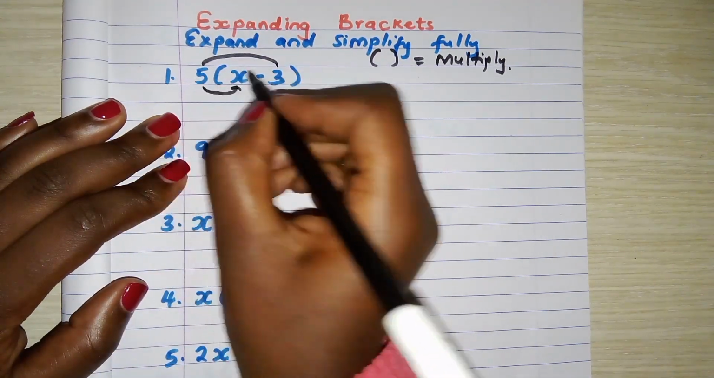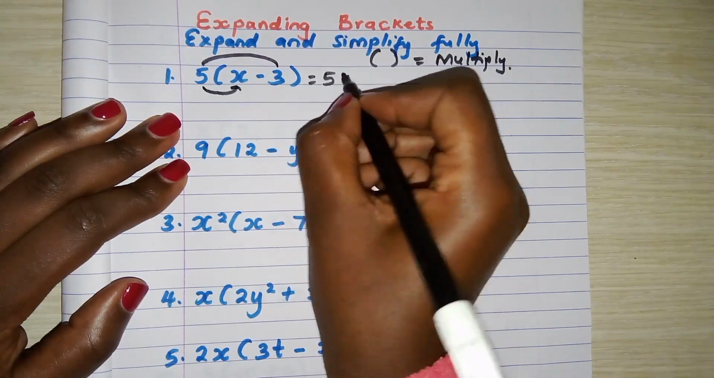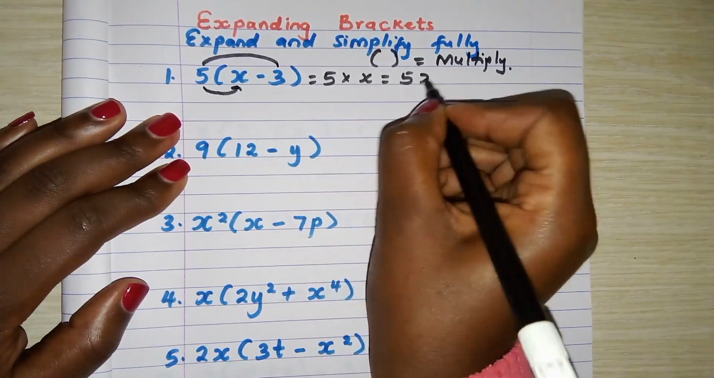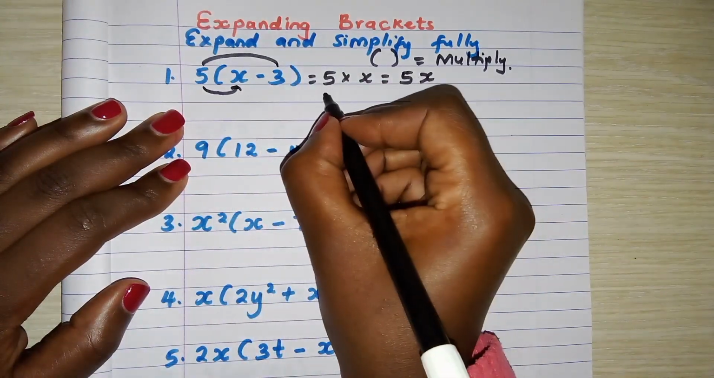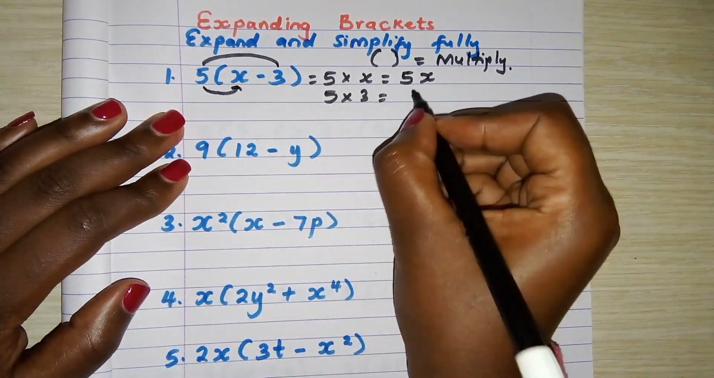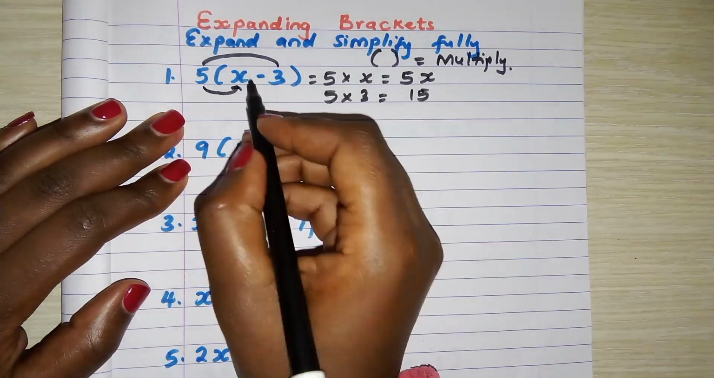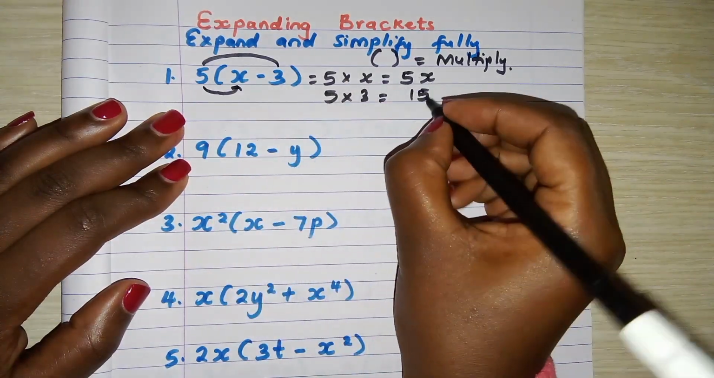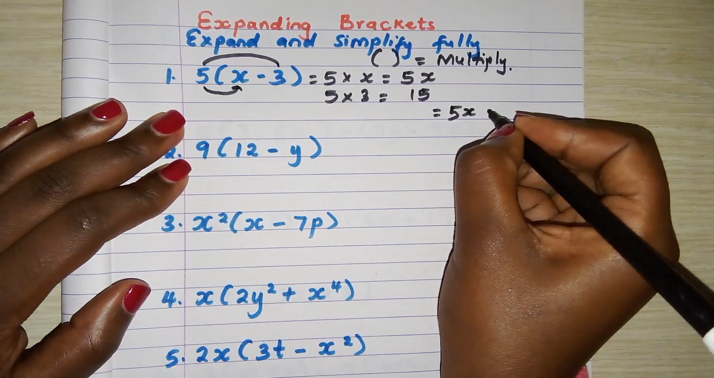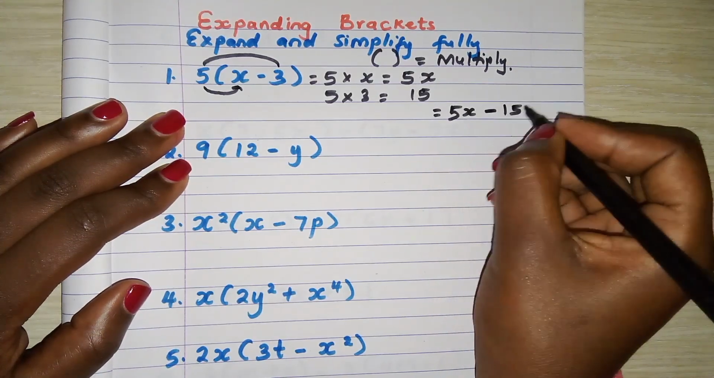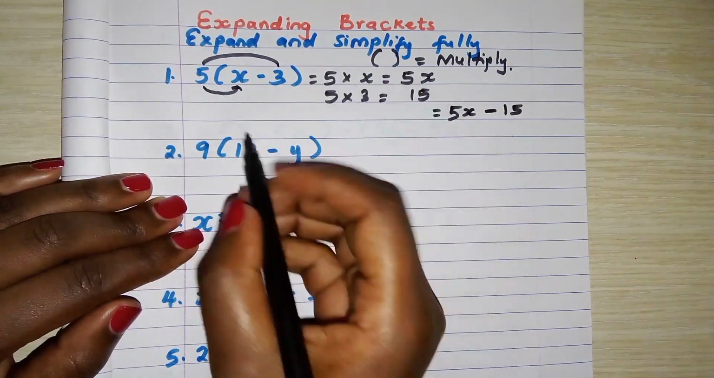So start with 5 times x equals to 5x. And then at the same time we do 5 times 3. 5 times 3 equals to 15. So what's the sign in between? So now you can combine these two terms. So the answer would be 5x minus 15 because it's a minus in between.